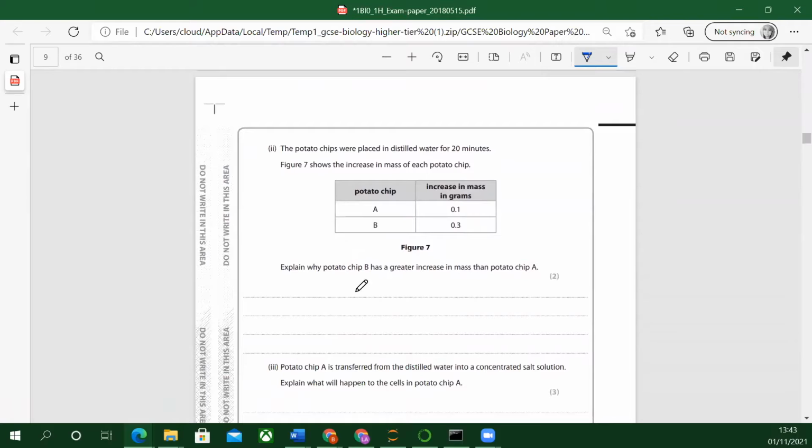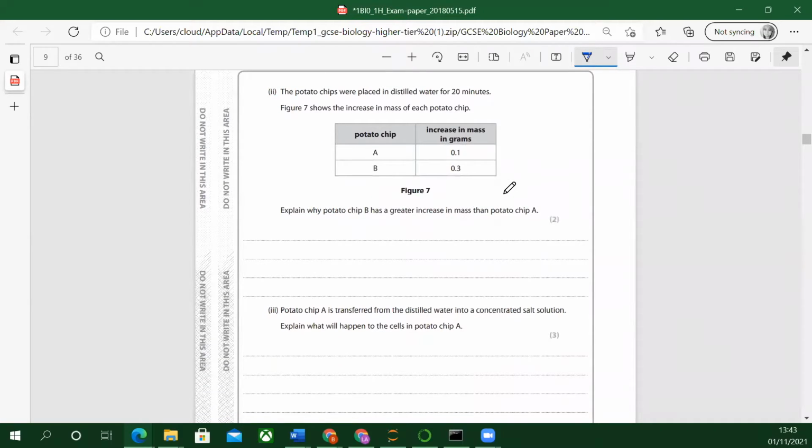I think I can assume it's going to be about surface area. The potato chips are placed in distilled water. So distilled water hasn't got anything dissolved in it. It's pure water, for 20 minutes. Figure 7 shows the increase in mass of each potato chip. A, increase in mass, 0.1 grams. B, 0.3. Explain why potato chip B has a greater increase in mass than potato chip A. Yeah, this is about the surface area. That's why I'm asked to work that out. Always think about why you may have been asked to work something out.